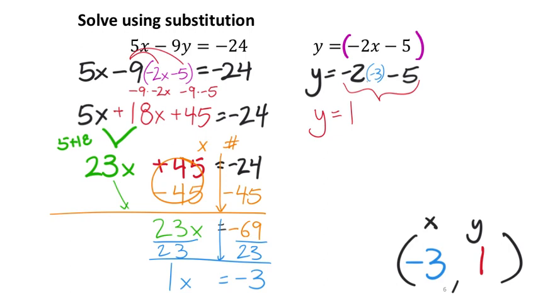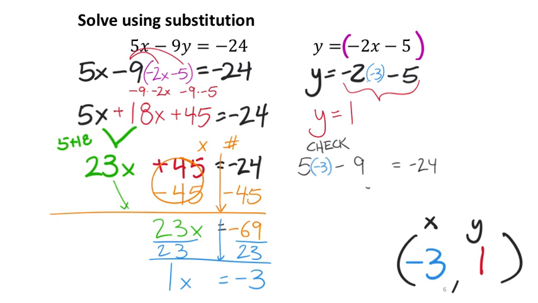So I've got to go back to the first equation now, and I'm going to check that first equation. So it's 5x minus 9y equals negative 24. Well, we found that the x value should be negative 3. So I'm replacing the x with negative 3.